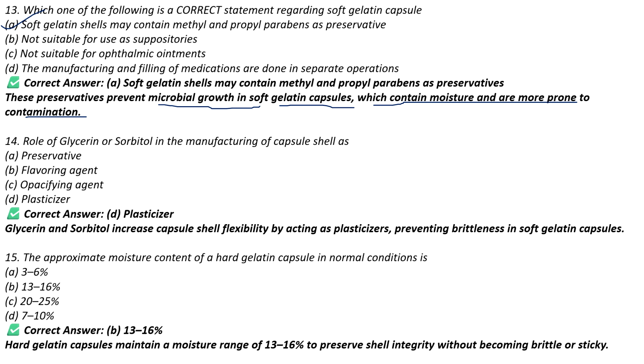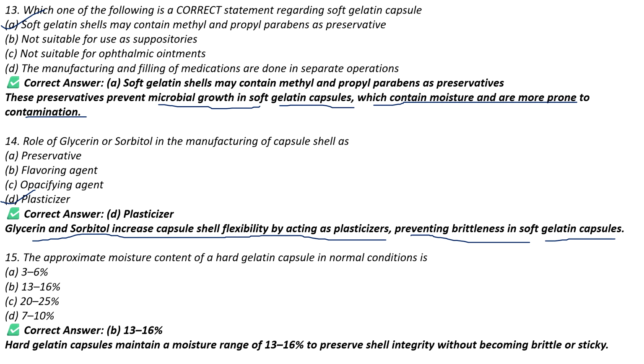So moving on to the next question: the role of glycerin or sorbitol in the manufacturing of capsule shell is. Options are preservative, flavoring agent, opacifying agent, or plasticizer. So glycerin and sorbitol basically increase the capsule shell flexibility by acting as a plasticizer, preventing brittleness in soft gelatin capsules. So we can say option D, that is plasticizers, is the correct answer for this question.